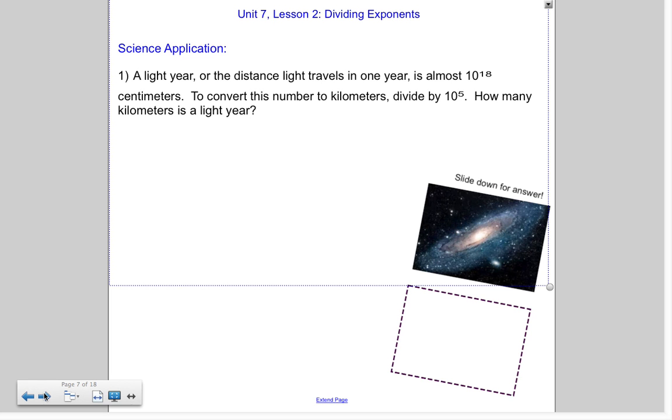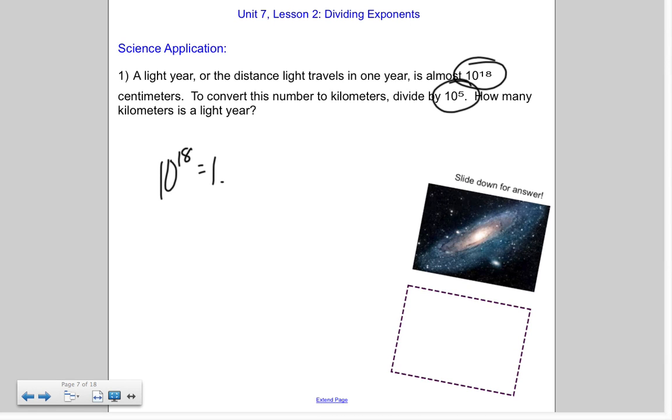Let's keep going. What we're going to do next are a few example problems. This one has to do with science. It says a light year, or the distance light travels in 1 year, is almost 10 to the 18th centimeters. To convert this number to kilometers, divide by 10 to the 5th. Now, 10 to the 18th is really just a 1 with 18 zeros, right? And 10 to the 5th is just a 1 with 1, 2, 3, 4, 5 zeros, right?